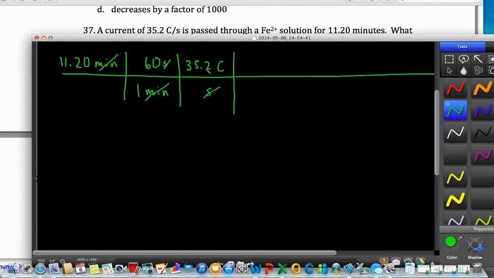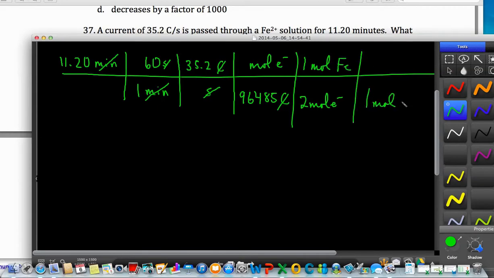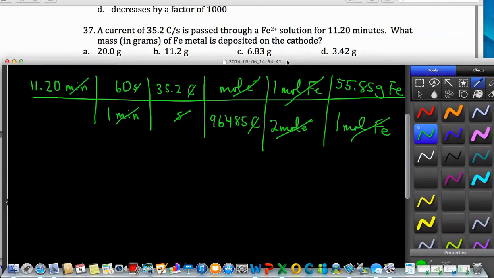Seconds, of course, cancel. We have 96,485 coulombs per mole of electrons. Coulombs cancel. 2 moles of electrons are needed to reduce 1 mole or produce 1 mole of iron. And 1 mole of iron is 55.85 grams of iron. And we're left with grams of iron, which is precisely what we want.